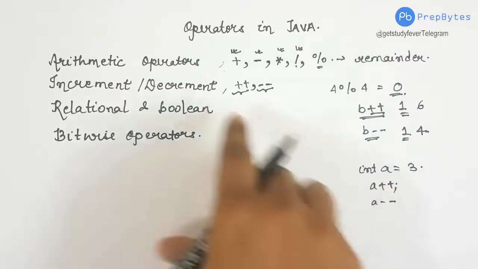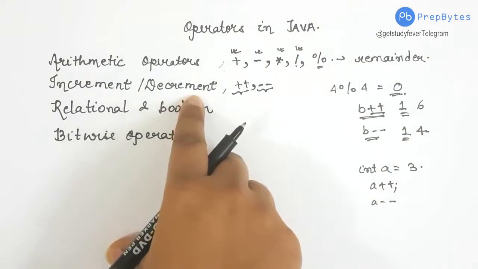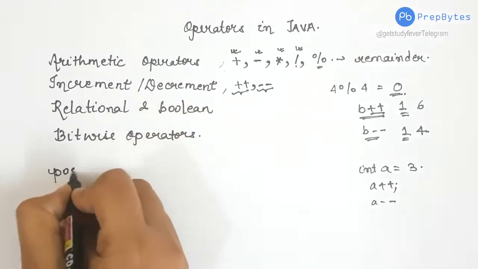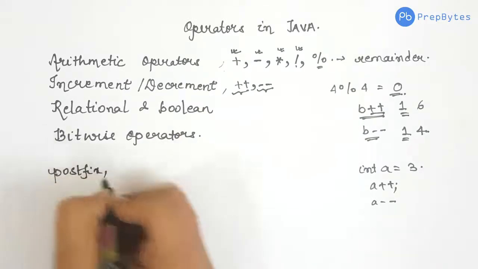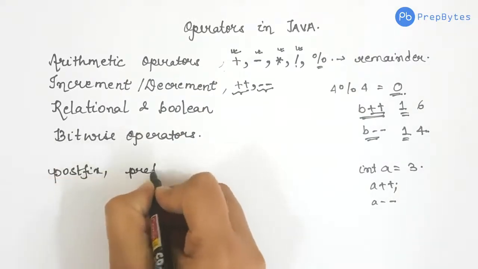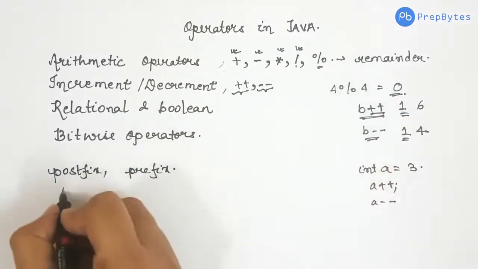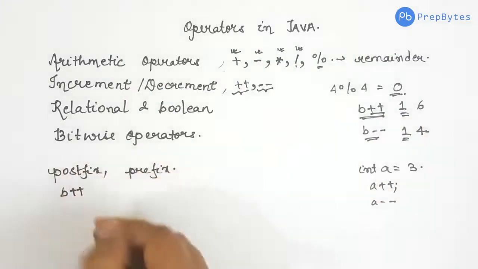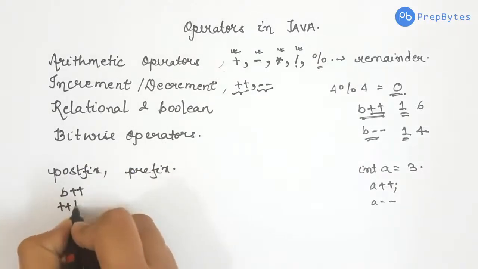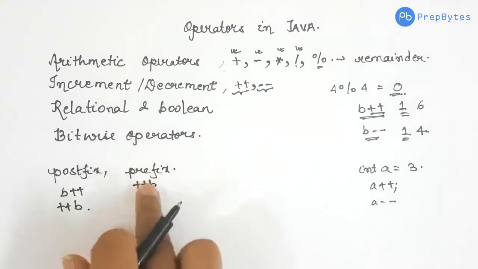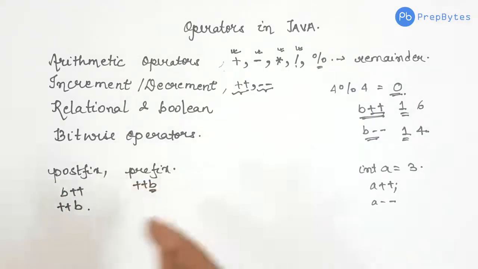Now again in this increment decrement we have a variation. We have a postfix operator and we have a prefix operator. Postfix is what we have seen till now. This b plus plus is postfix, whereas this plus plus b is prefix. Let me write it here. This plus plus b is prefix. What's the difference between the two?